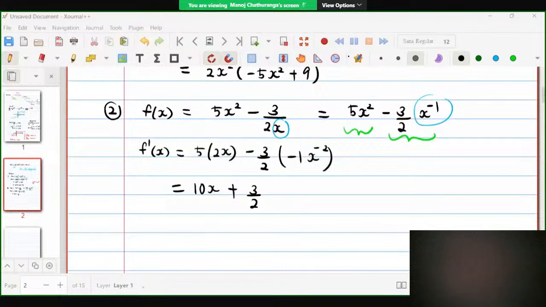X to the power negative 2. The best way to write it is 1 over x squared. So if you prefer, you can write this whole thing as 3 divided by 2x squared. This is the derivative.